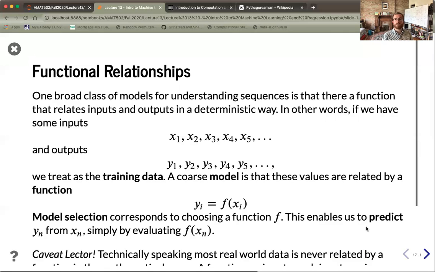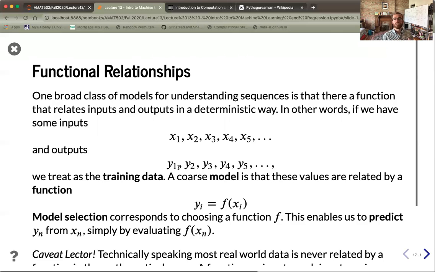So let's spell out in closer detail, what does it mean to understand our model and how to represent our model here. So one broad class of models for understanding sequences is that there is a function that relates inputs with outputs in a deterministic way. Remember, determinism is different from stochastic, meaning that it's impossible to predict. So a function is deterministic, generally speaking, which means that whenever I have some inputs, I get an associated set of outputs, and the outputs never change if I give it the same input.